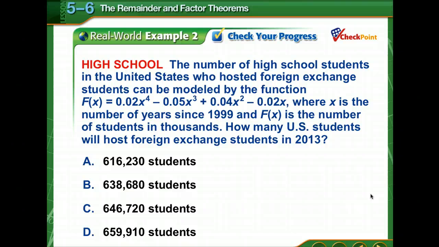Okay, give you a moment to check your progress. You may need to go back and look at the previous example, but then work the problem, come back and check your answer. Did you get B, 638,680? If you didn't get this, you might check to make sure that since there is no constant, you put a 0 in as a placeholder. So if you didn't get this answer, try that and work it again. And how many years is it between 1999 and 2013? Well, that's 14 years, so make sure you got a 14 in your little box.